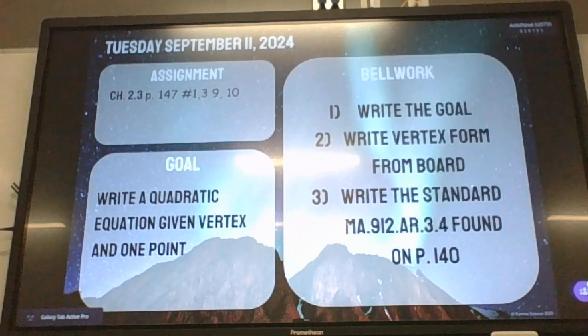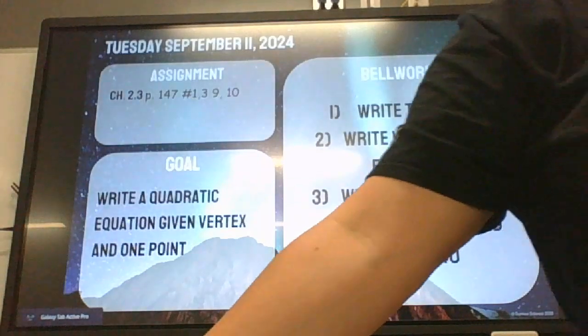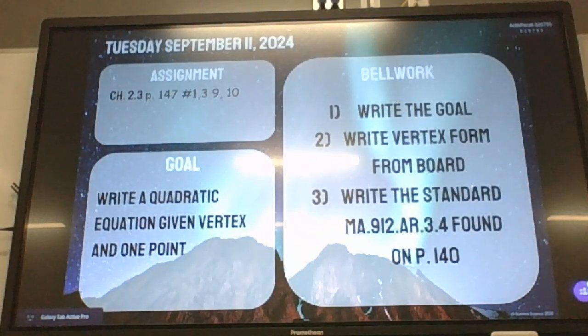Everything of all of our work today is going to be utilizing this form, which is y equals a times x minus h squared plus k. All of our problems will be plugging in points into this. We're going to plug in numbers in the h, k, which is the vertex, and then we're going to plug in a point in the x, y. We're going to solve for a.